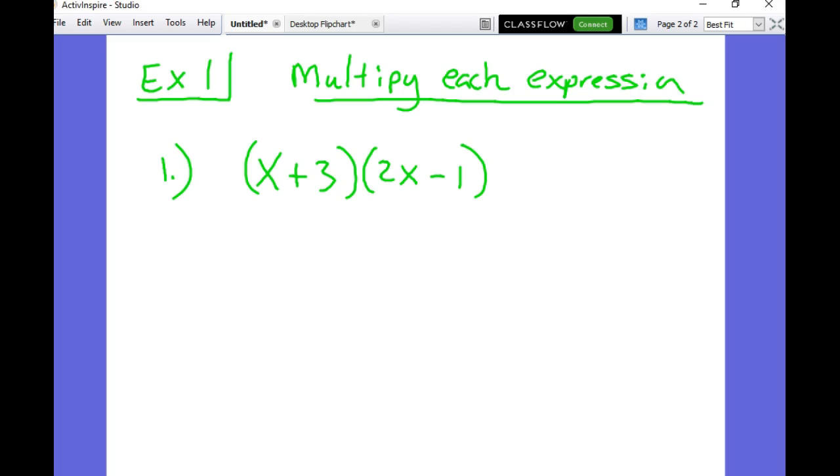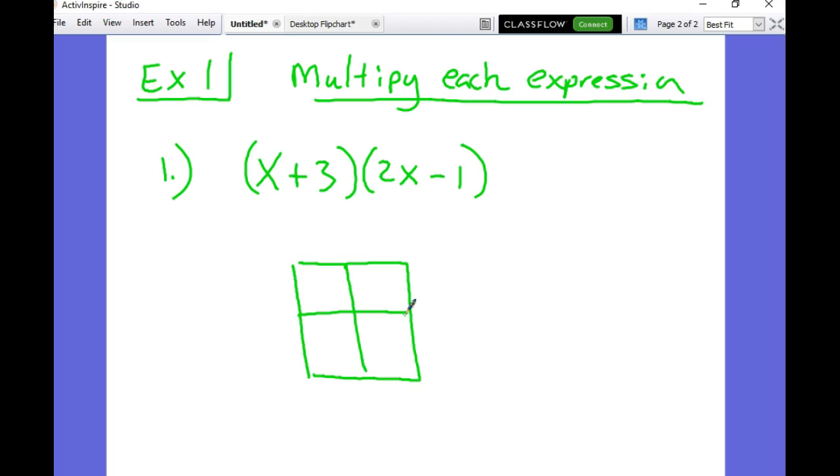Can you explain, I'm a visual learner, what is FOIL and what is box? I don't want to talk about FOIL, but I'm going to show you box. So everybody draw a box.